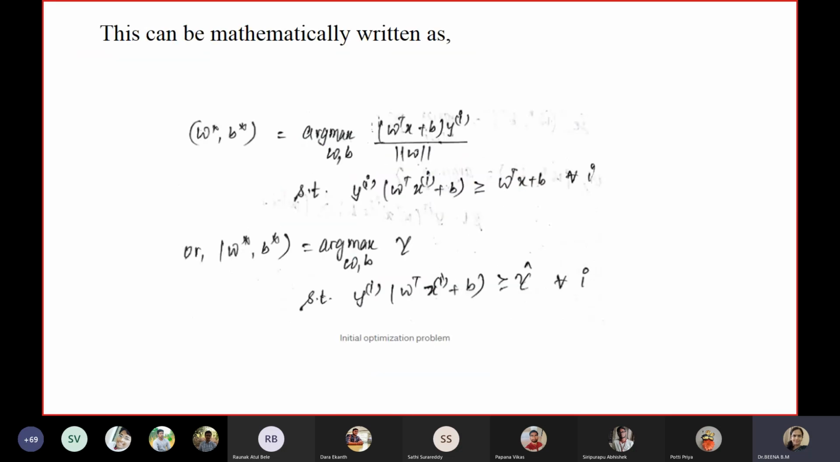Any doubt so far? The derivation is self-explanatory. Go through this equation carefully and try to analyze it, and we'll see tomorrow. If you have any doubts, you can ask now.